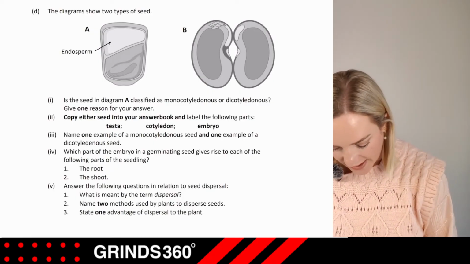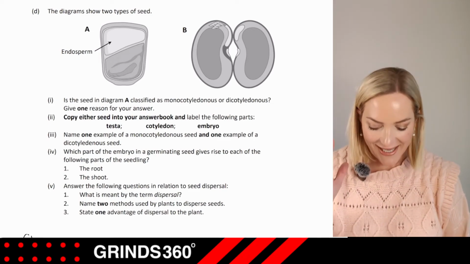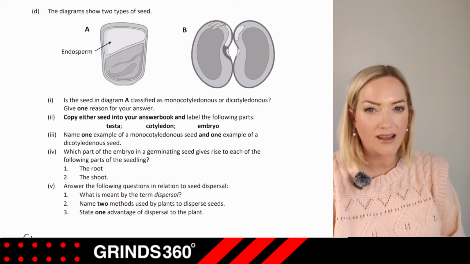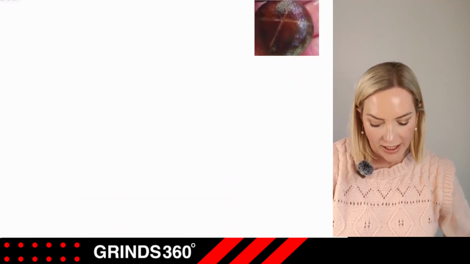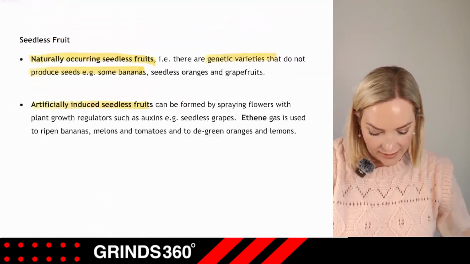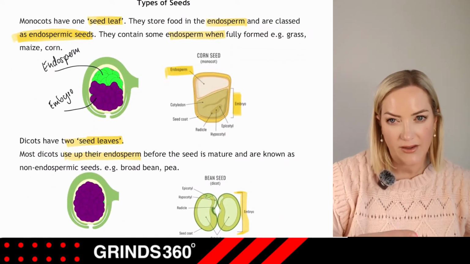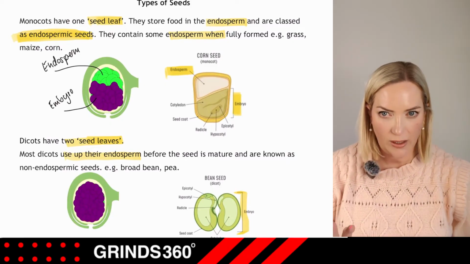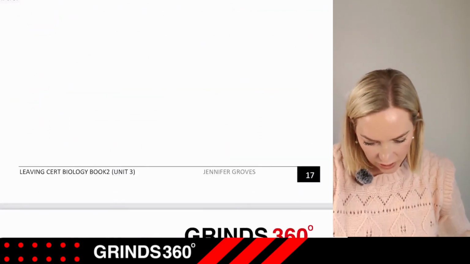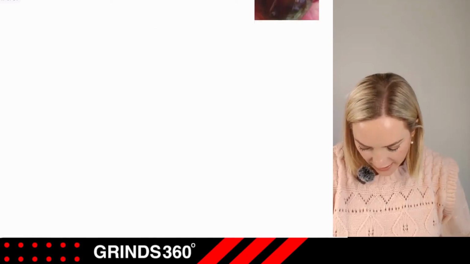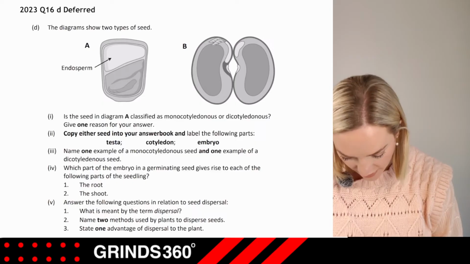So which type of seed in the diagram? Is the seed in diagram A classified as a monocot or as a dicot? So here's the diagram. I scroll back just a couple of pages where I had this diagram in a picture, and we can see here that a monocot has more endosperm, but the dicot has no endosperm. So monocots are endospermic, dicots are non-endospermic. They've used it all up. So we go back here. Bear with me a second. Here we go. So we can say A is a monocot.